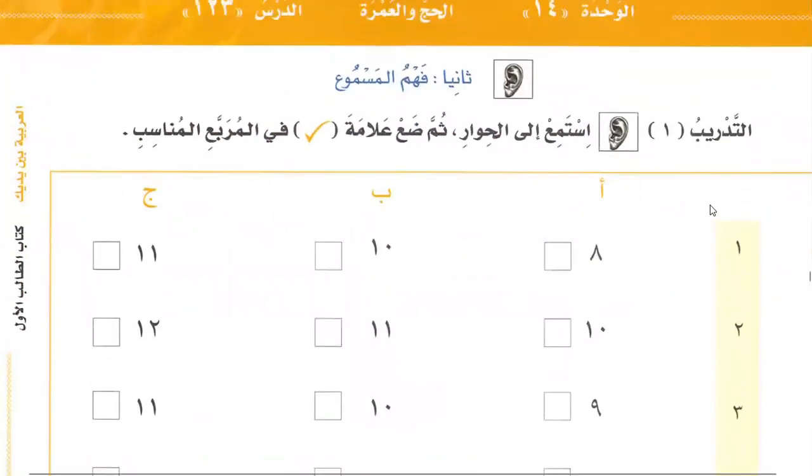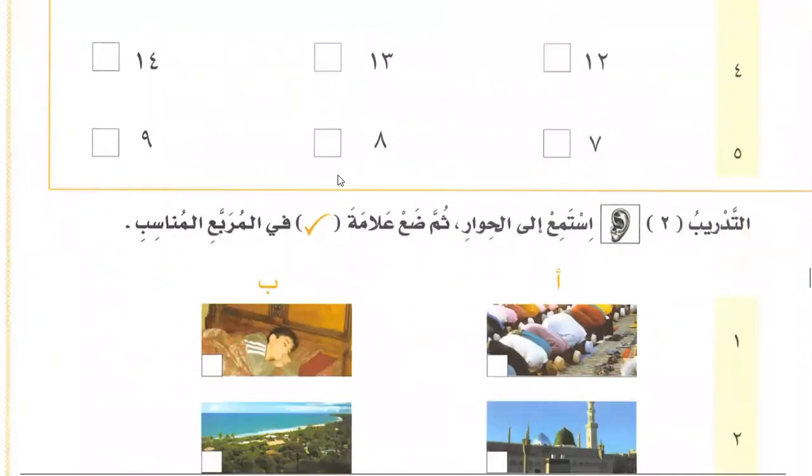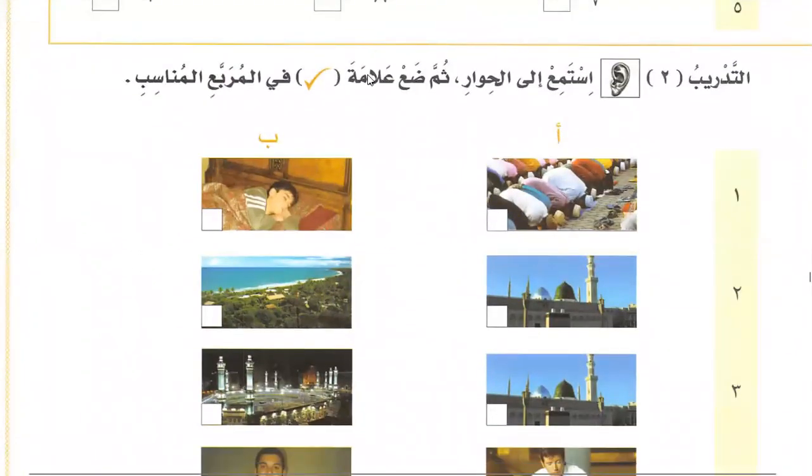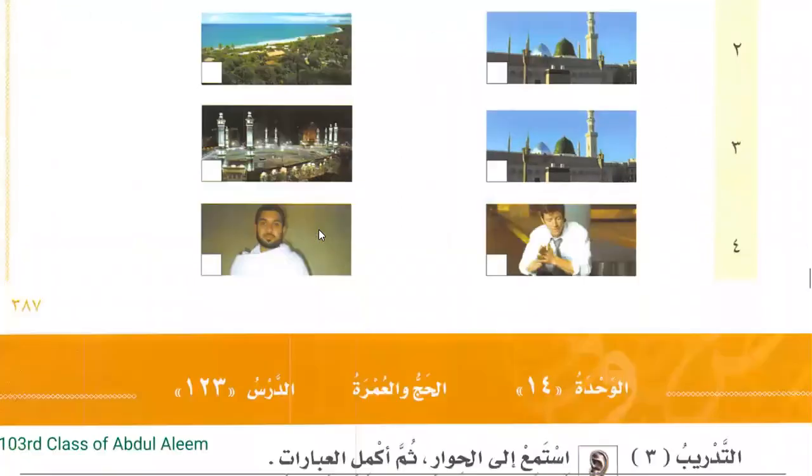Here you will listen to the dialogue, then you will choose the right option. You have three options. Then you will listen to the dialogue again, and then you will choose the right picture. You have two options. Then you will listen to the dialogue, and then you will complete these phrases according to the dialogue. Then you listen to the paragraph and then answer with yes or no.